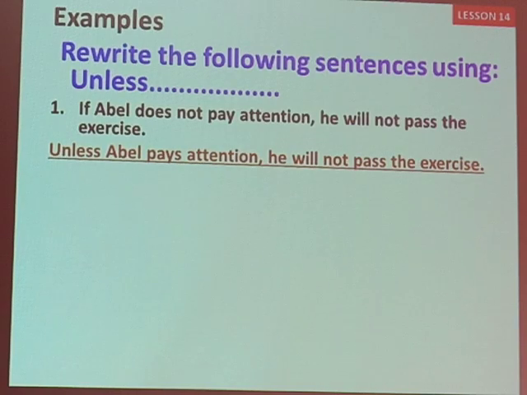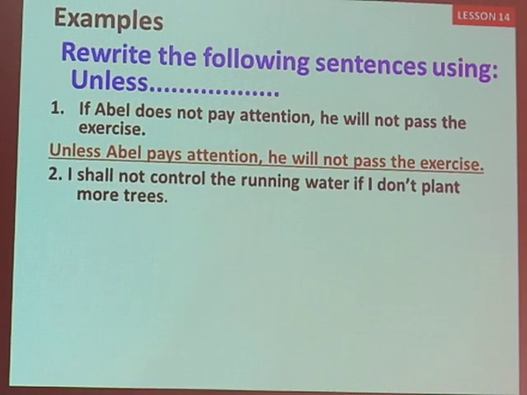That one means that if Adele does not pay attention, he will not pass the exercise. Unless Adele pays attention, he will not pass the exercise. We can as well use unless in the course or in the middle of that sentence. There we shall say, Adele will not pass the exercise unless he pays attention. That will be our answer. We need to have a look at the second example for this case.